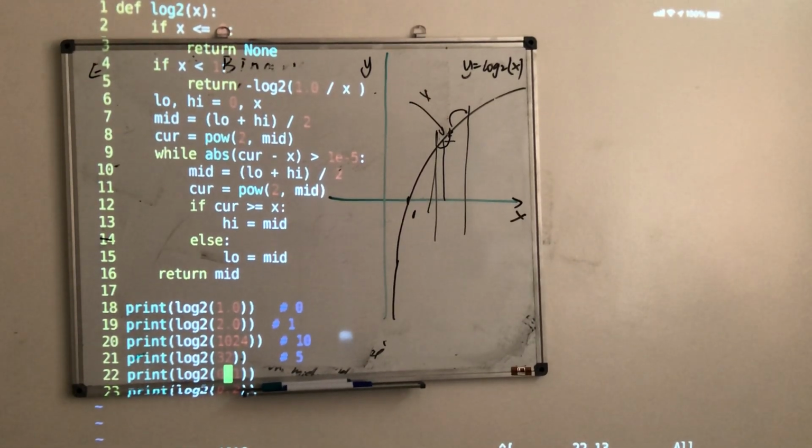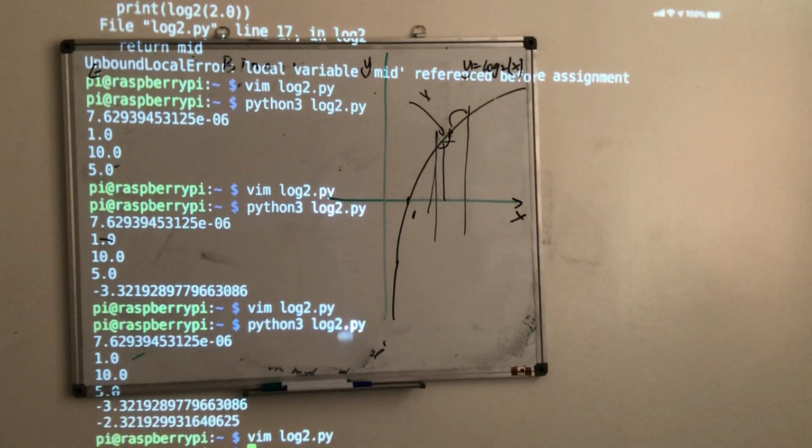Okay, so good job today. This is a bit tricky, okay? Any questions? No. Bye. Don't shake, please. Don't shake, okay?